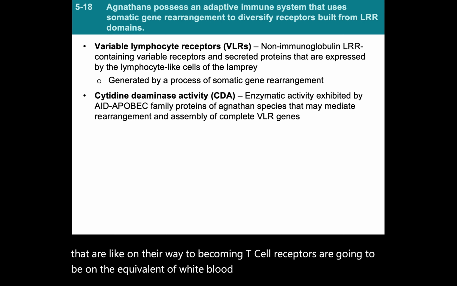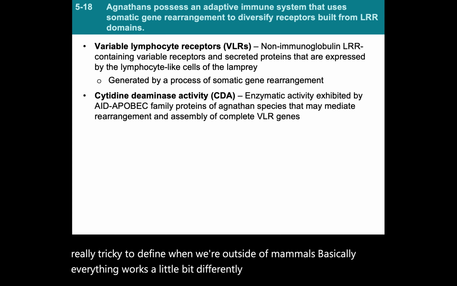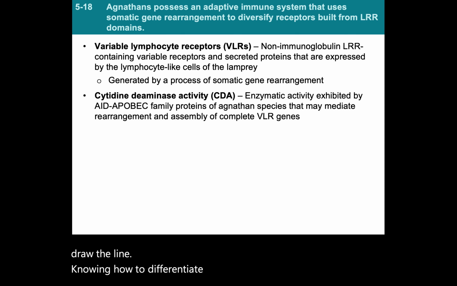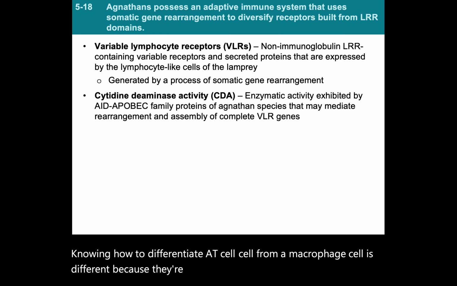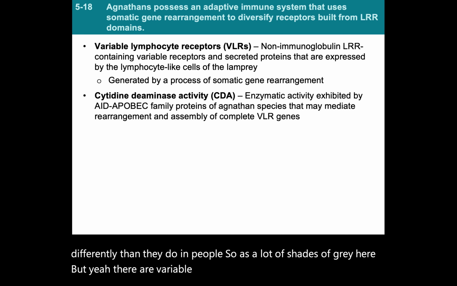And all these things become really tricky to define when we are outside of mammals. Basically, everything works a little bit differently, and knowing where to draw the line, knowing how to differentiate a T cell-like cell from a macrophage-like cell is difficult, because they're all a little bit different and work a little bit differently than they do in people. So there's a lot of shades of gray here. But yes, there are variable lymphocyte receptors.